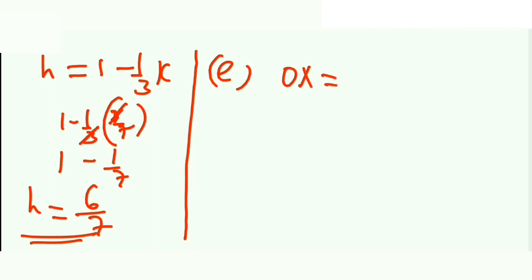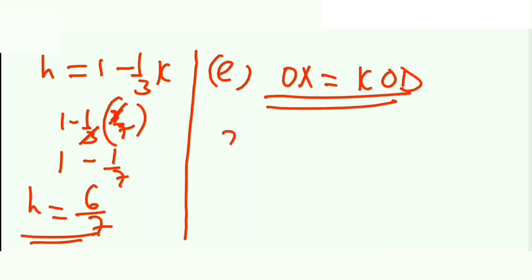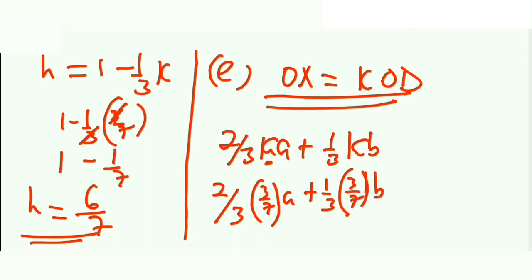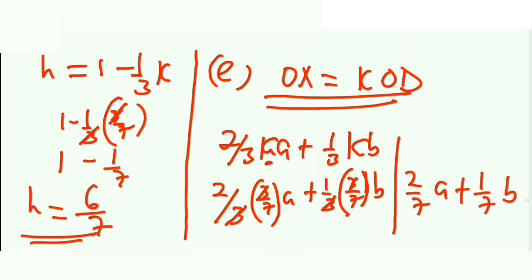OX equals K OD. And here we find that it was 2/3 K A plus 1/3 K B. So we have to substitute 3/7 for this K. So equals 2/3 open bracket 3/7 A plus 1/3 open bracket 3/7 B. So the answer is 2/7 A plus 1/7 B. So that's it on vectors.